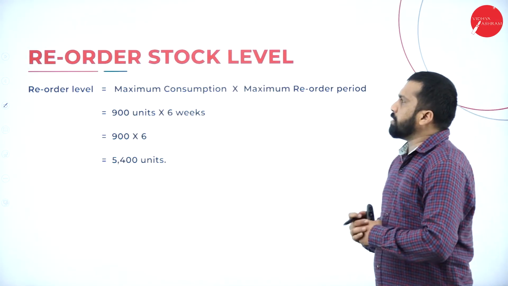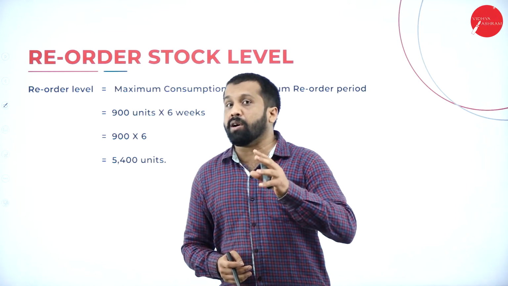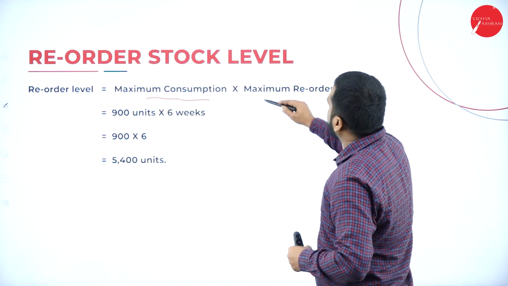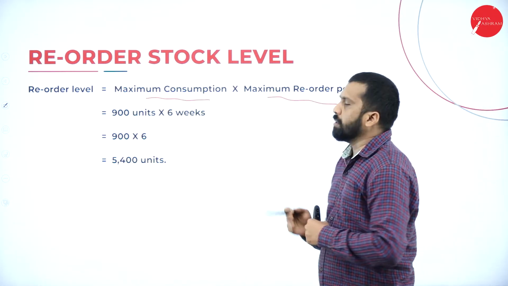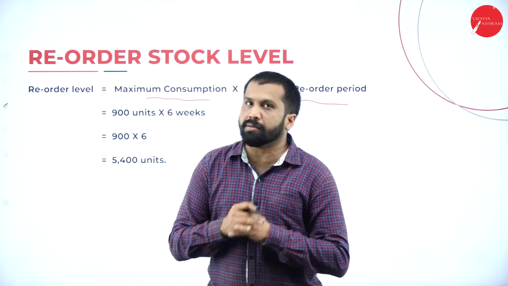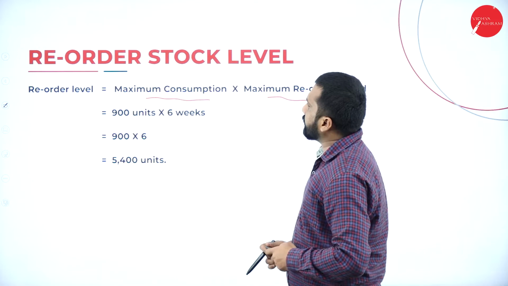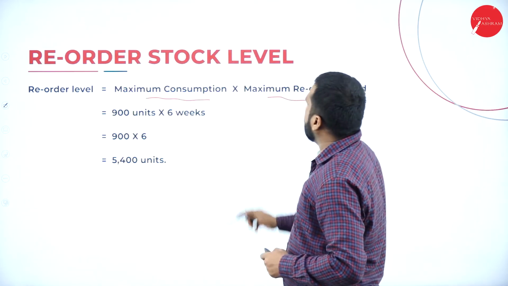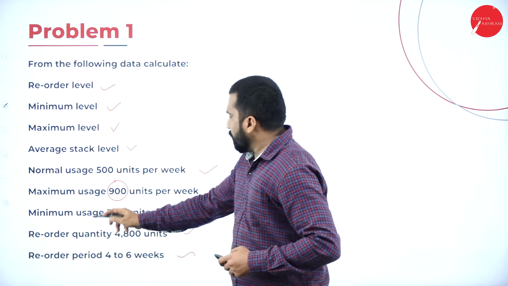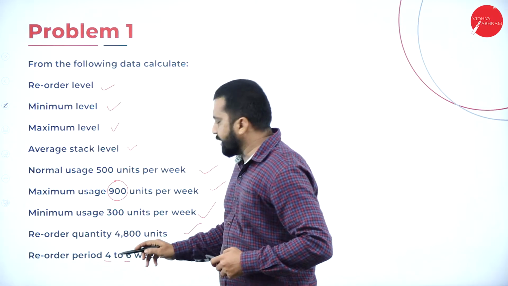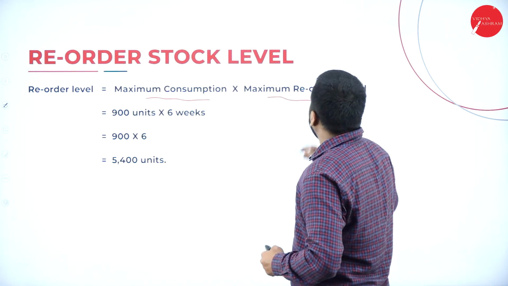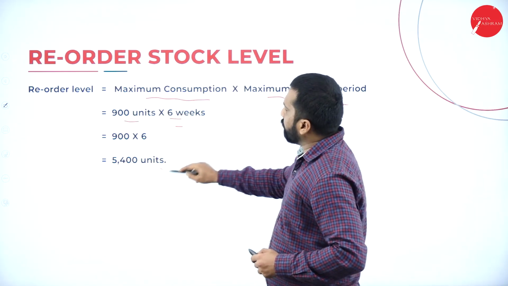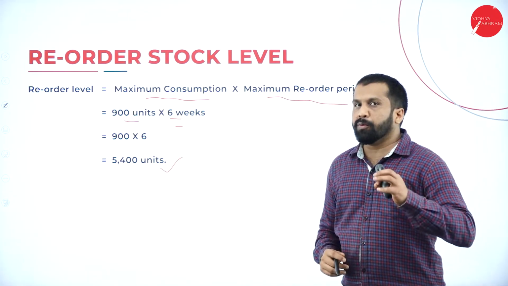Reorder stock level. Always we should start our problem with reorder stock level. Reorder level is maximum consumption into maximum reorder period. What is the maximum consumption? I'll go back. The maximum consumption is 900. What is the maximum reorder period? There are 4 and 6. Which is maximum in this? 6. So 900 into 6, it will be 5,400. Hope you are clear. Very simple.